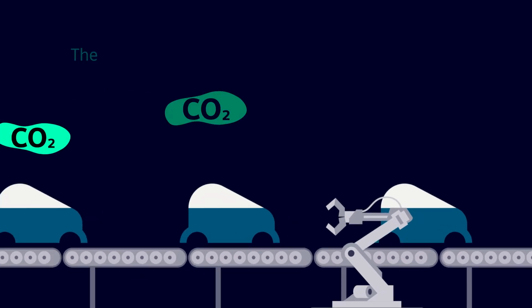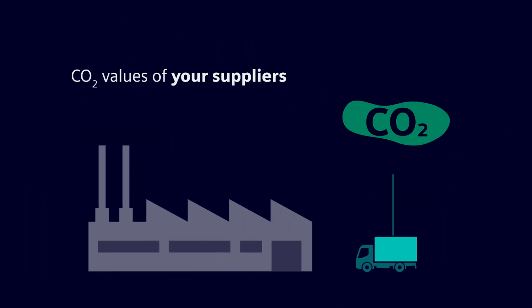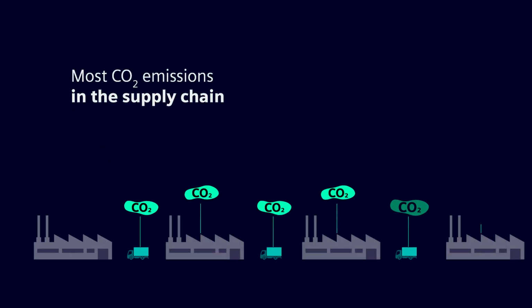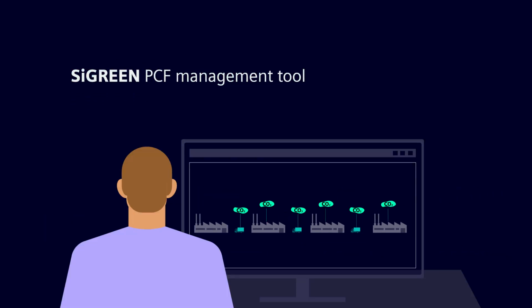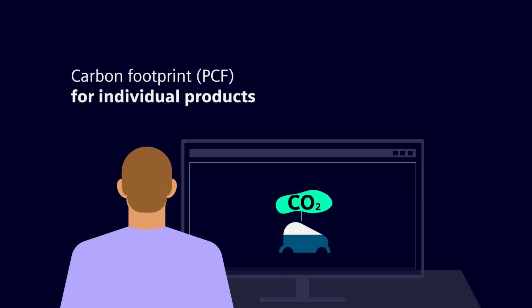But to obtain a complete carbon footprint for your individual products, you also need the CO2 values of your suppliers. This is because most CO2 emissions occur in the supply chain. With the C-Green product carbon footprint management tool from Siemens, you can securely request the CO2 values of your suppliers and flexibly combine them with your own to create a reliable carbon footprint, or PCF, for individual products.